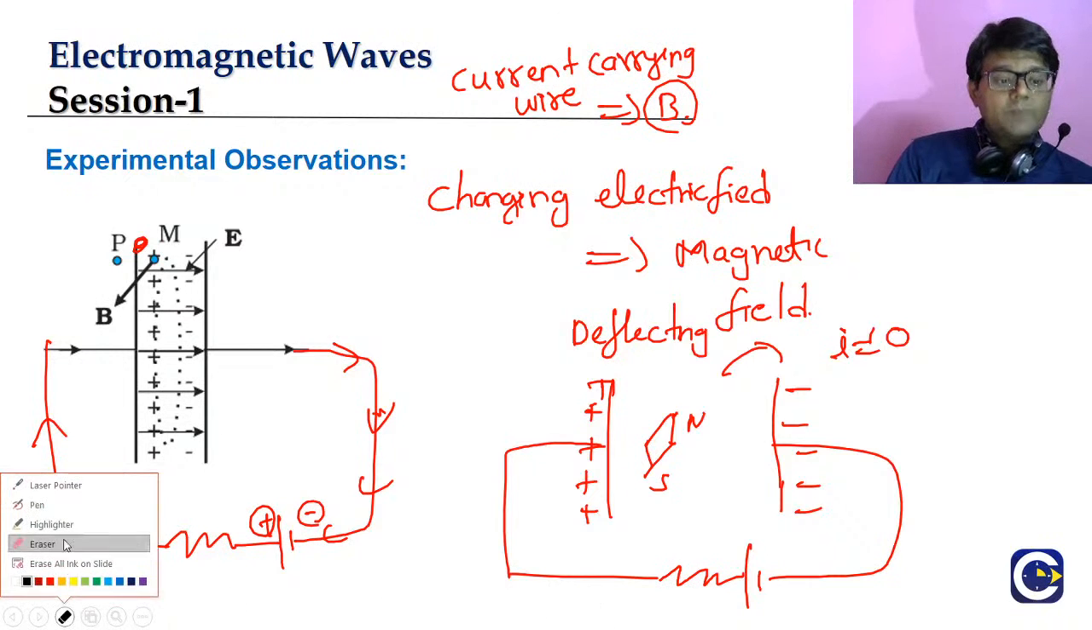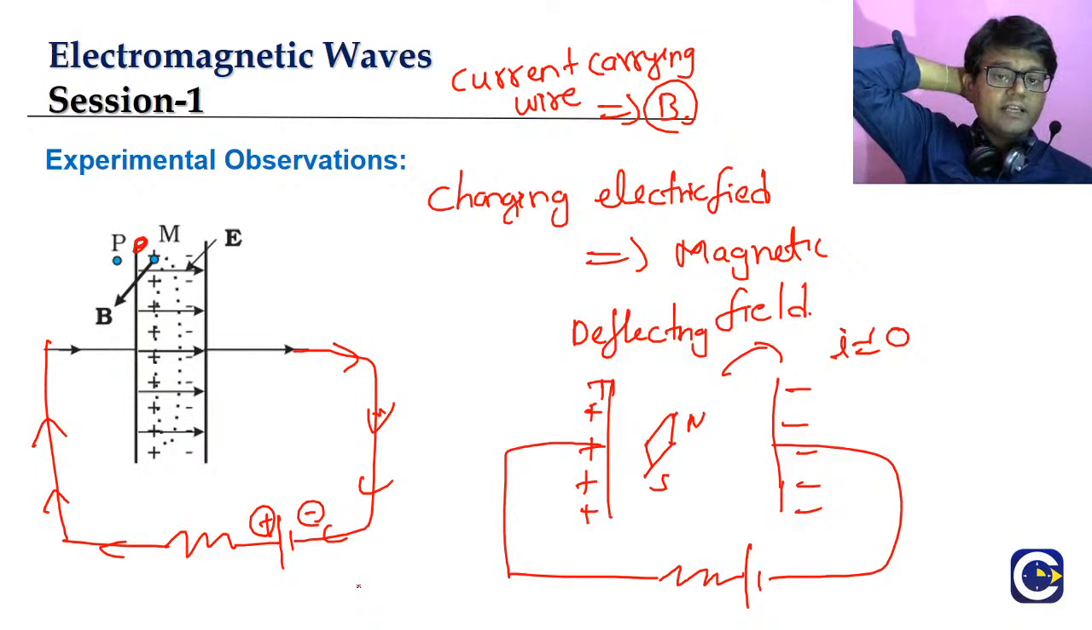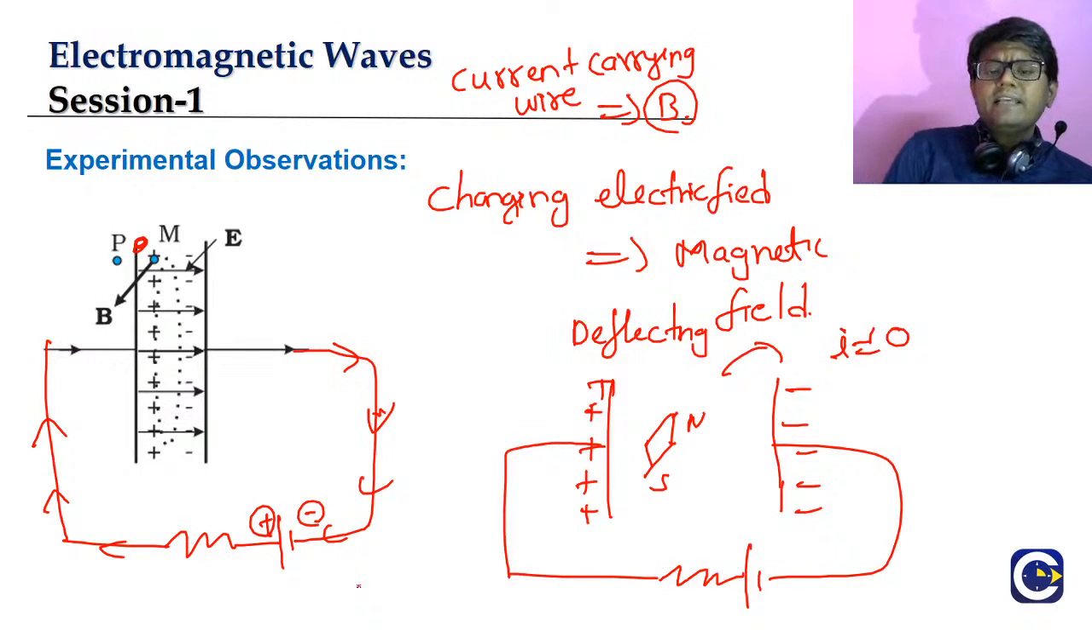Then how do we explain this? What could be the reason for the magnetic field to be produced? If you look at the region between the two plates, what is there actually? There is no current in the region between the two plates. But what is there? There is only one quantity. What is it? Electric field.